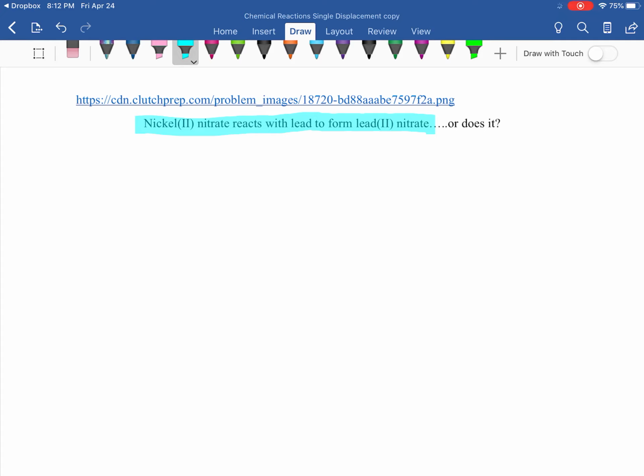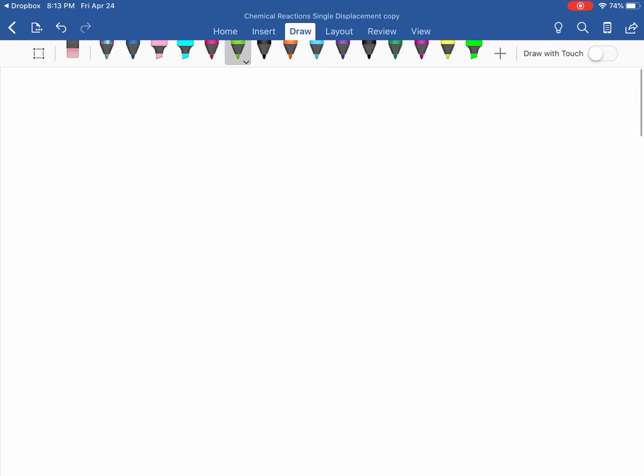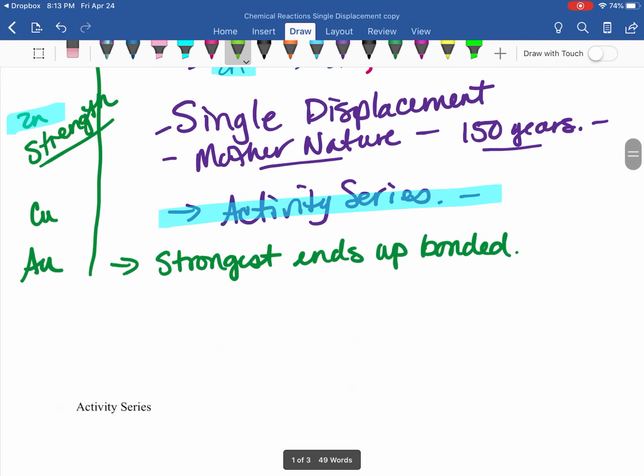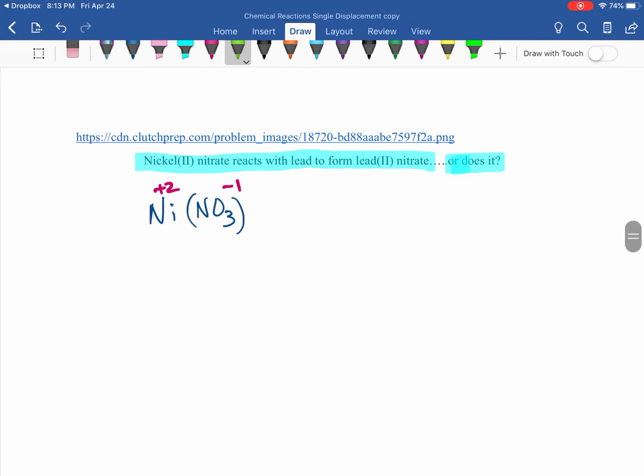All right, so what kind of questions are you going to really run into for these single displacements? Well, what if we give you nickel nitrate and it reacts with lead and it forms lead nitrate and nickel? Or does it? So let's actually figure out what this reaction is going to produce and if it would even happen. So let's start with our nickel nitrate. That's from our common anion sheet. Our nitrate charge is what? A -1. And our nickel is a +2. That oxidation number was given.